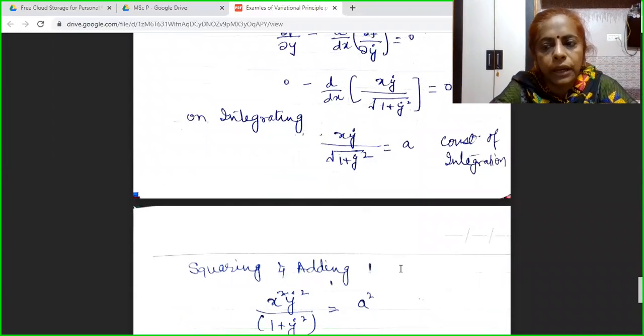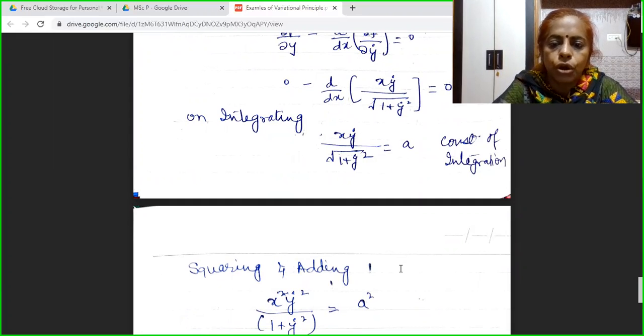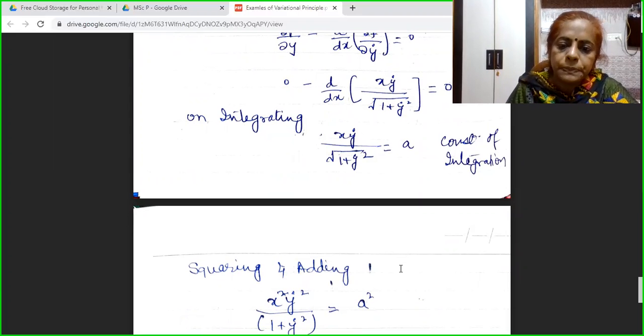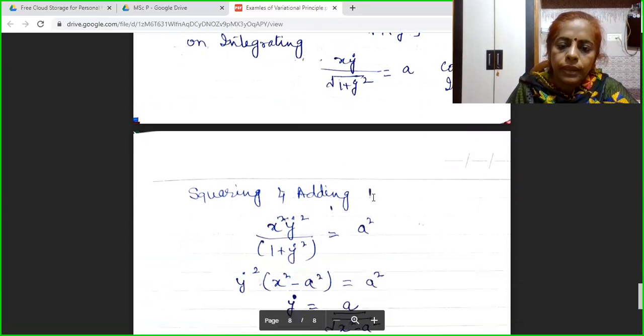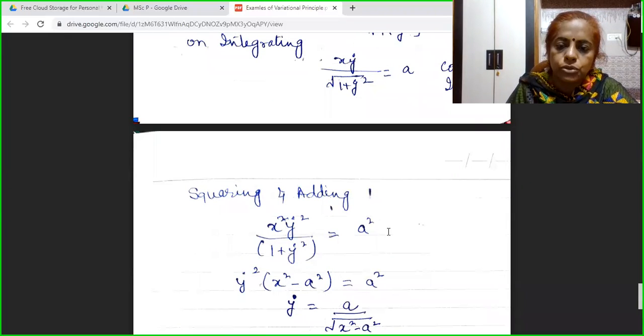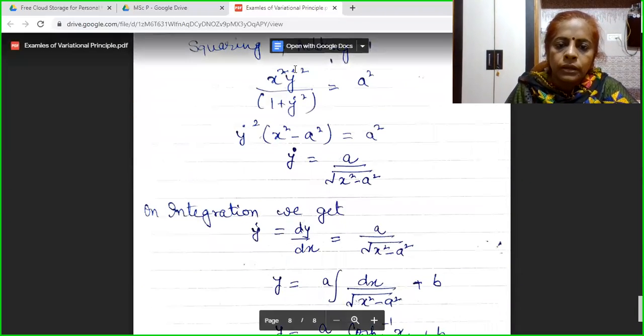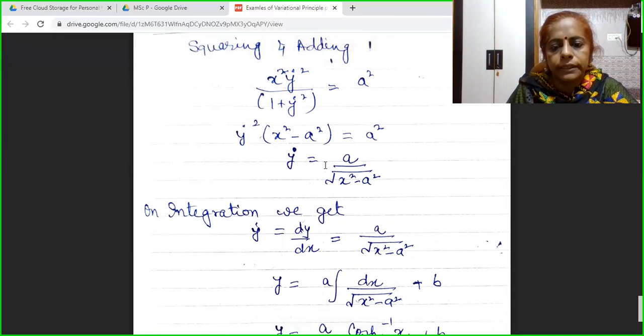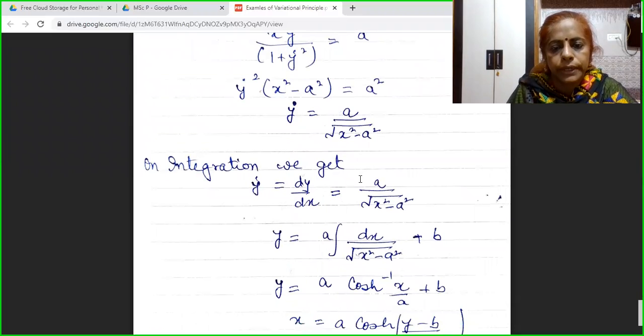Now we have to find out which type of curve the minimum surface area of revolution follows. I am going to find my curve that must follow the condition of minimum integral. For this purpose, I am going to square this term. Squaring, I get x square y naught square equals a square times 1 plus y naught square. Now collecting the terms of y naught square, and taking the square root, I get y naught equal to a upon root of x square minus a square.